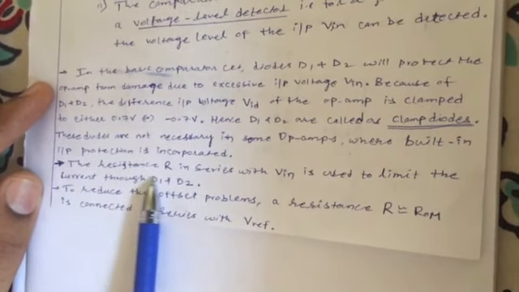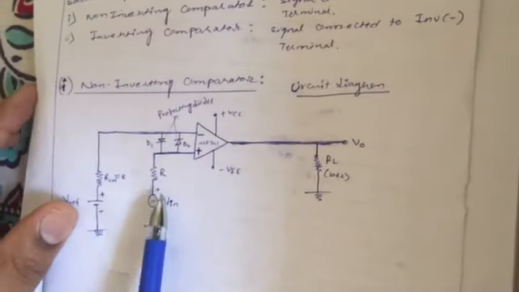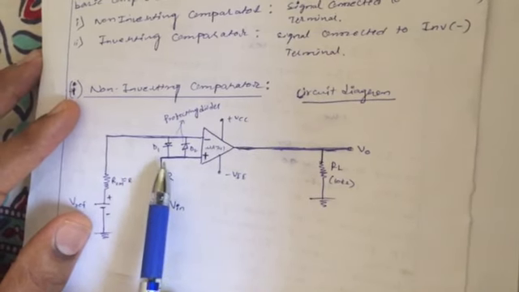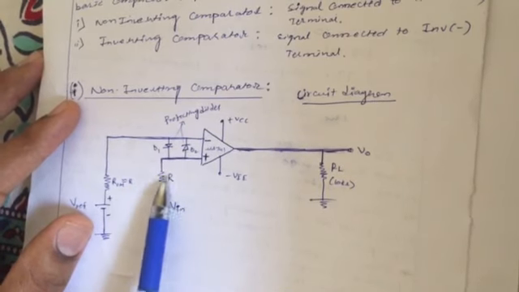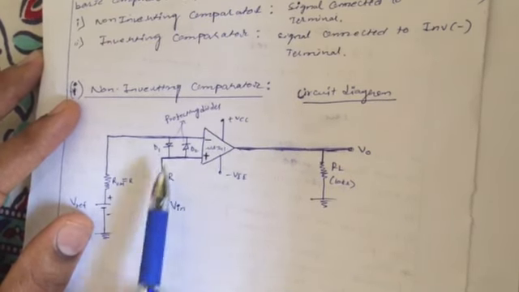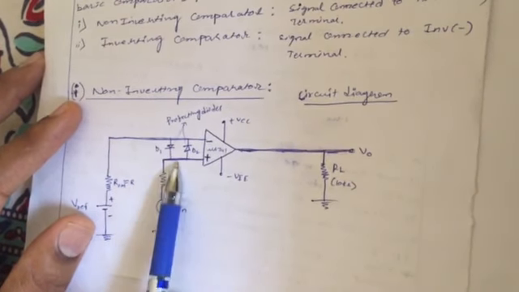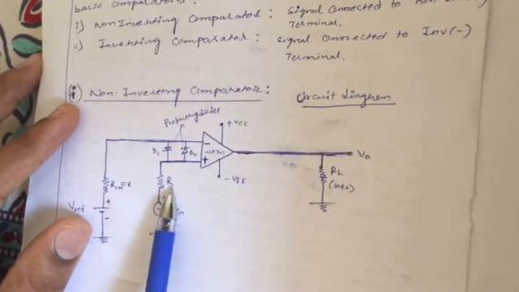Next, the resistance R in series with Vin is used to limit the current through D1 and D2. Students, this resistance R is connected to Vin. This resistance is used to protect against excessive current flowing through D1 and D2. Let us say this is not connected. When the resistor is not connected, diodes D1 and D2 will be damaged due to excessive voltage. In turn, it will damage the op-amp. Therefore, this resistance plays an important role.